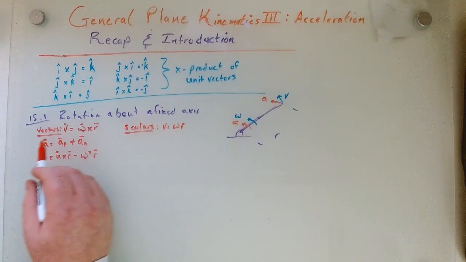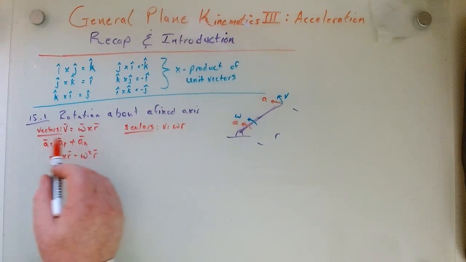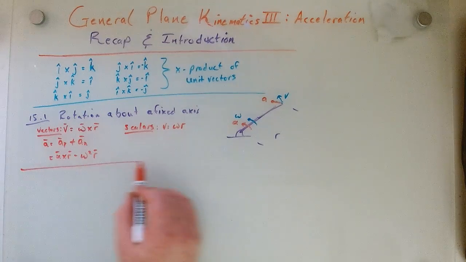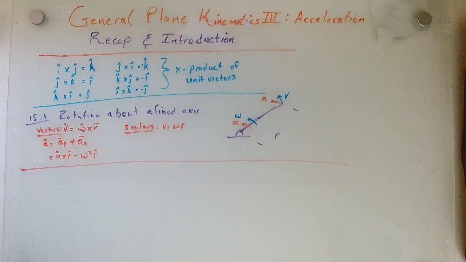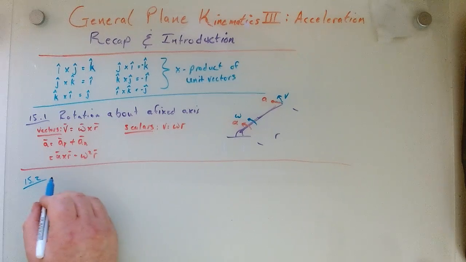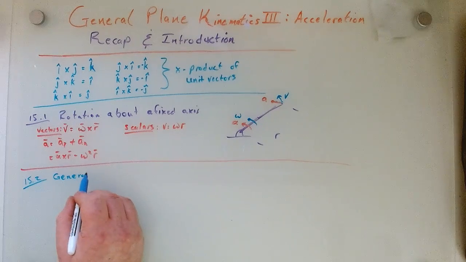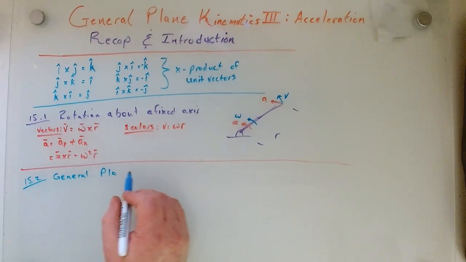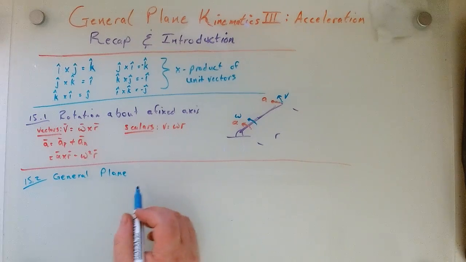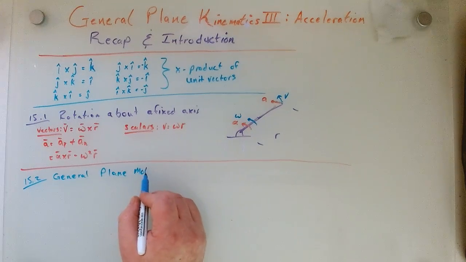Not too bad. We got through it. It gets a little busy when you have to calculate that stuff, but this is a fixed axis. Nothing was really moving around. Then in 15.2, we started combining translation with rotation. So 15.2 was general plane motion. What we learned was that we can translate or we can rotate, and if we're doing both, then it's what we call general plane motion, which is some mix of the two.